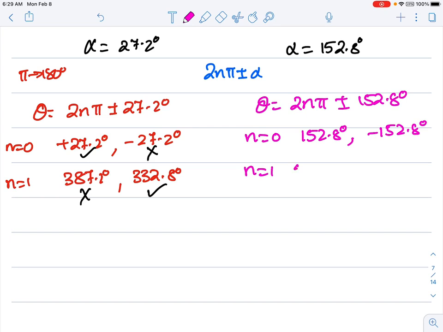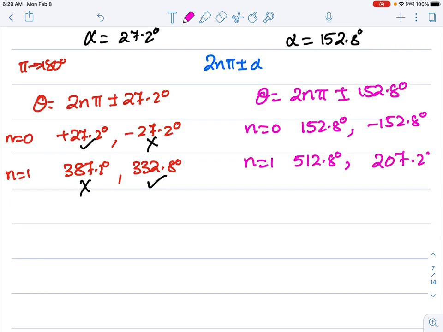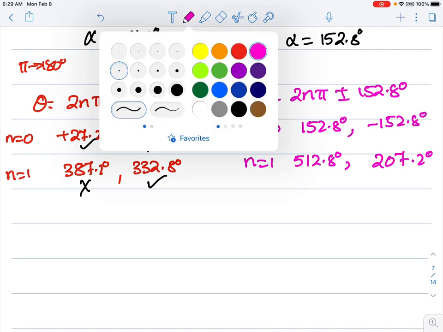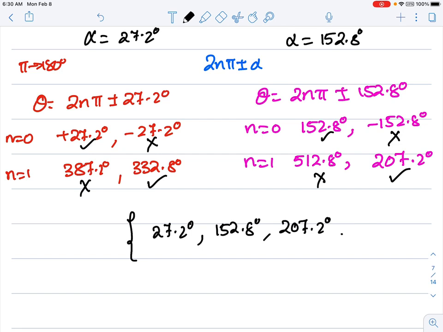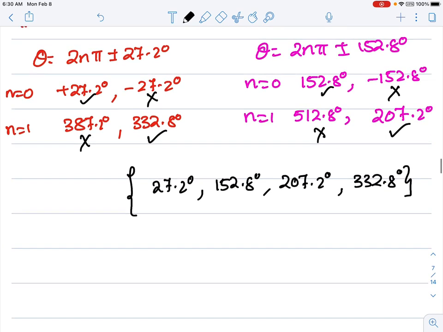360 plus this one is 512.8 degrees, and 360 minus 152.8 gives me 207.2. So I consider this, I reject negative 152.8, reject 512, consider 207. Okay, so my final answers, written in order, will be 27.2 degrees, 152.8 degrees, 207.2 degrees and 332.8 degrees. So that's going to be the case.